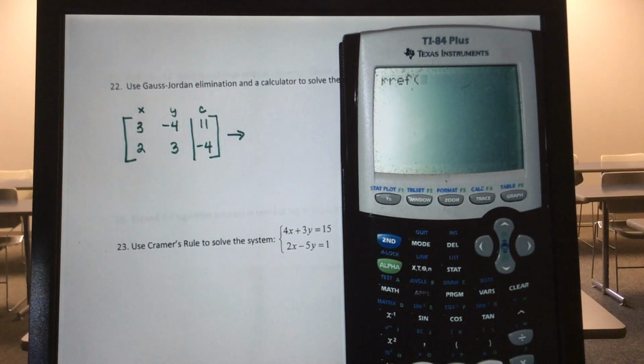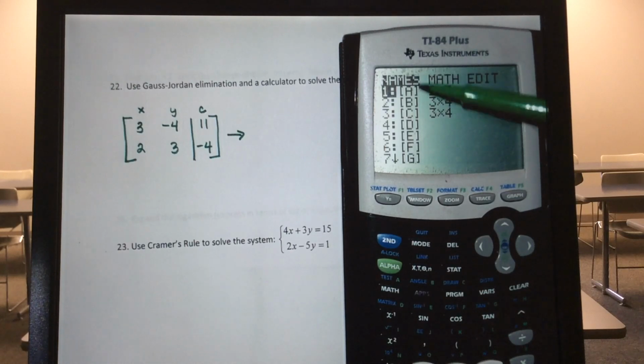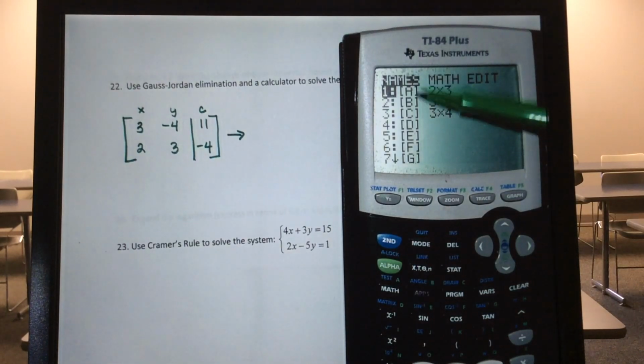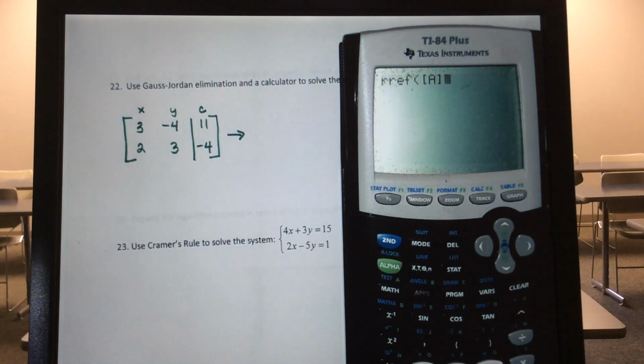Now I'm going to pull up that matrix that I saved. I saved it in matrix A, so I'm going to do second, x to the negative 1. Then under the names menu, I saved it in A, so I'm going to select number 1 for A, because that's where I saved that matrix. Then press enter. Press the right parenthesis if you like, then press enter.